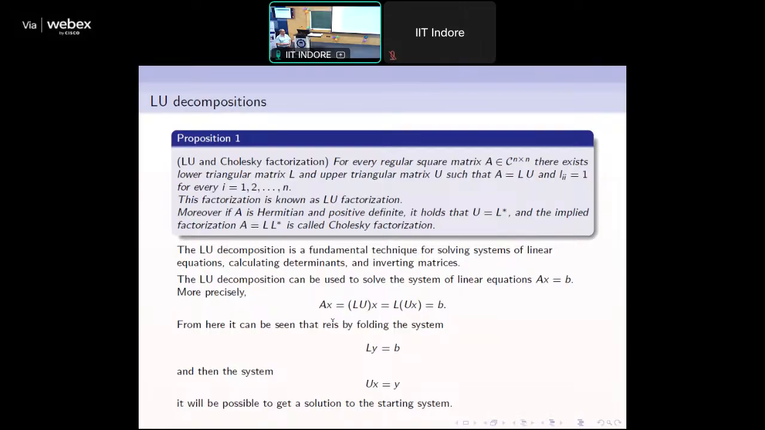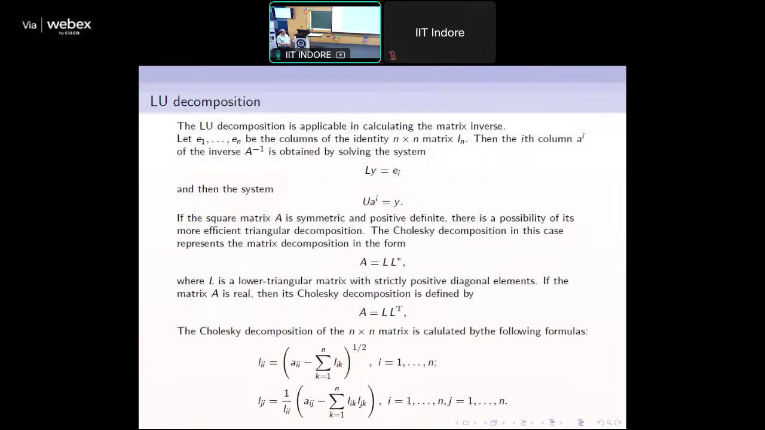We even have explicit formulas for how to solve such linear systems. If U is equal to L transpose, then we have the Cholesky decomposition. And here I presented formulas for how to obtain explicitly the solution of the linear system.